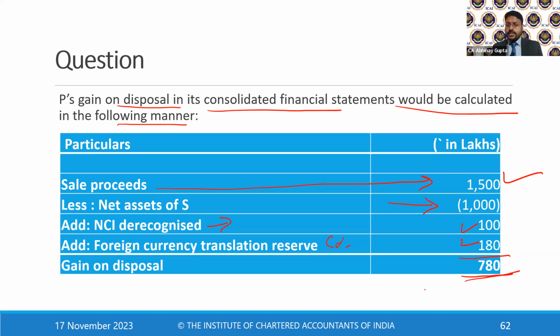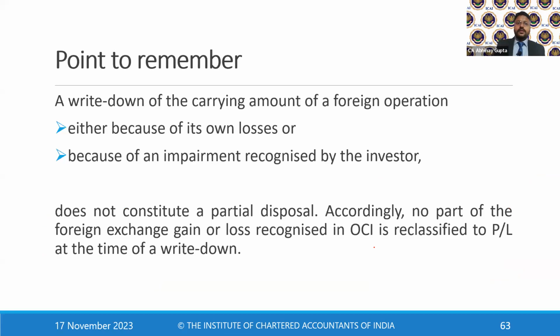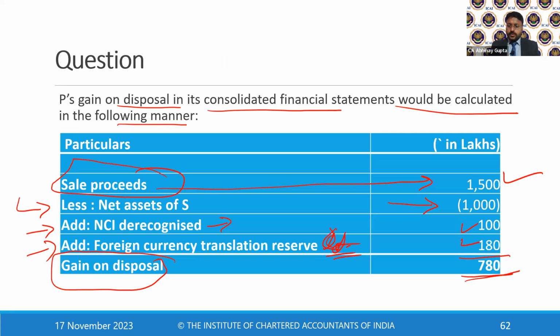Simple question. Simply, we just need to calculate the gain on disposal, right? So gain on disposal is whatever proceeds we have received minus the net assets we are discharging, NCI we have de-recognized, and the credit balance of the foreign exchange. Had this been a debit balance, then this would have been deducted, right? So because it is a credit balance, this is added. Hope the solution is clear. It was an easy solution.